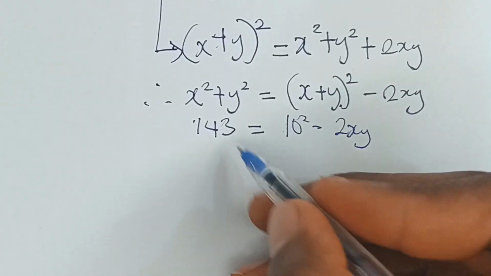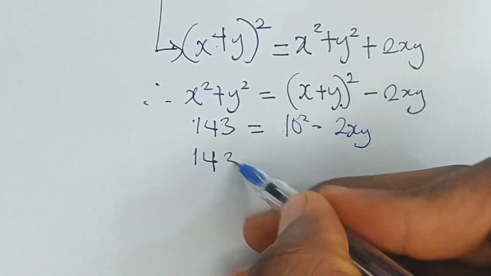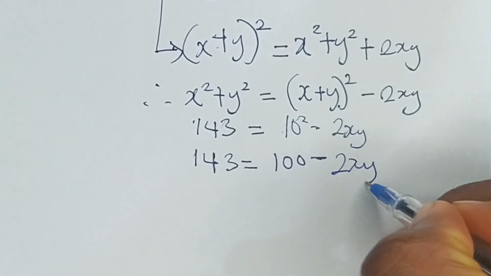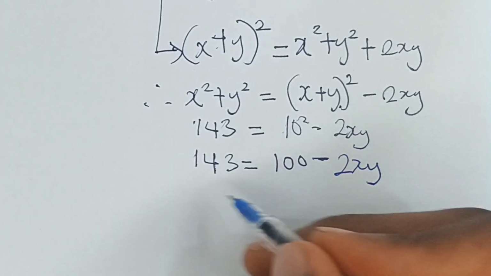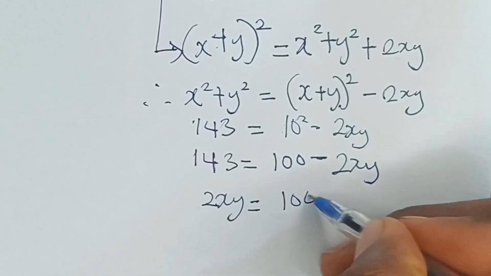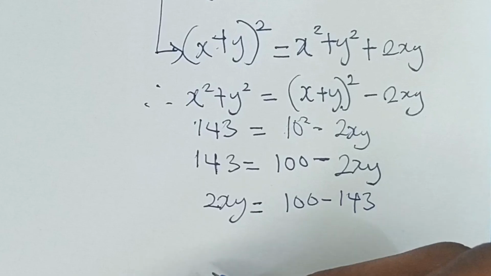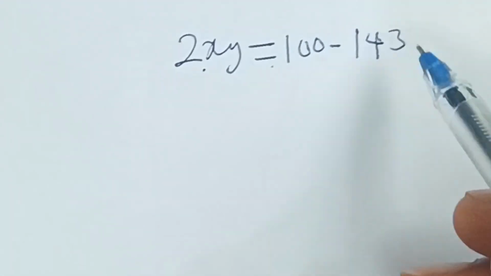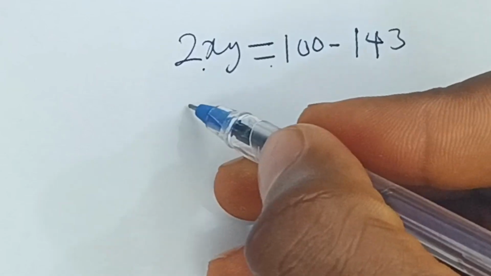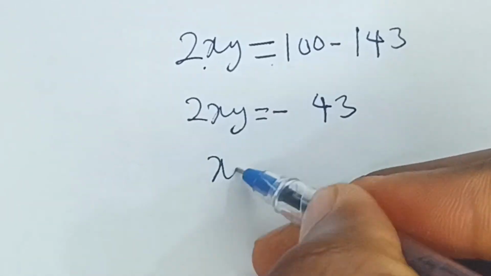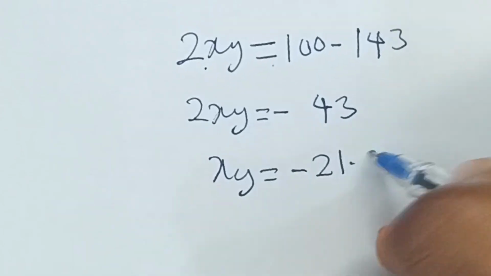Now from here we have that 143 is equal to 100 minus 2xy. From here we have that 2xy will be equal to 100 minus 143. Okay, so 2xy is equal to 100 minus 143. Invariably, 2xy will be equal to negative 43. Hence, xy will be equal to negative 21.5.